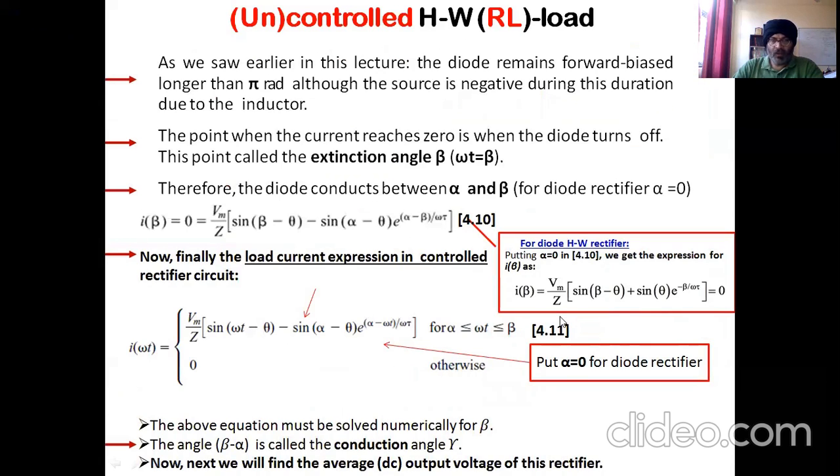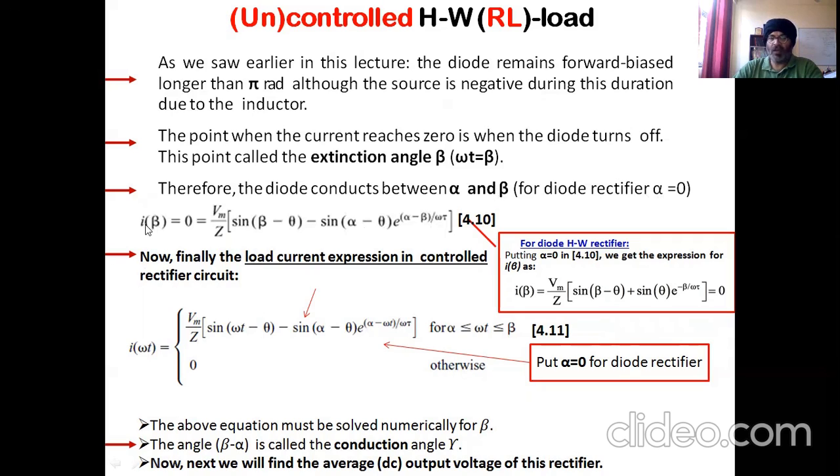Okay, so another parameter remaining now. The maximum value we have seen, we can calculate using, that was denoted by capital A. Another value, alpha, we know. Now the other remaining part is beta, where the current goes to 0. So substituting the value of beta over here. At angle alpha also, the current was 0. Now at angle beta also, the current is 0.